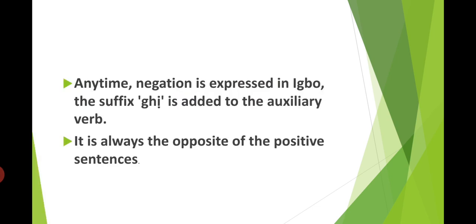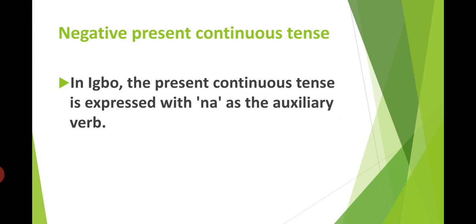Now, anytime negation is expressed in Igbo, the suffix GHI is added to the auxiliary verb. Now, that GHI is called ri. It is always the opposite of the positive sentences. Now, we're going to understand as we go on. Now, we're going to look at negative present continuous tense.